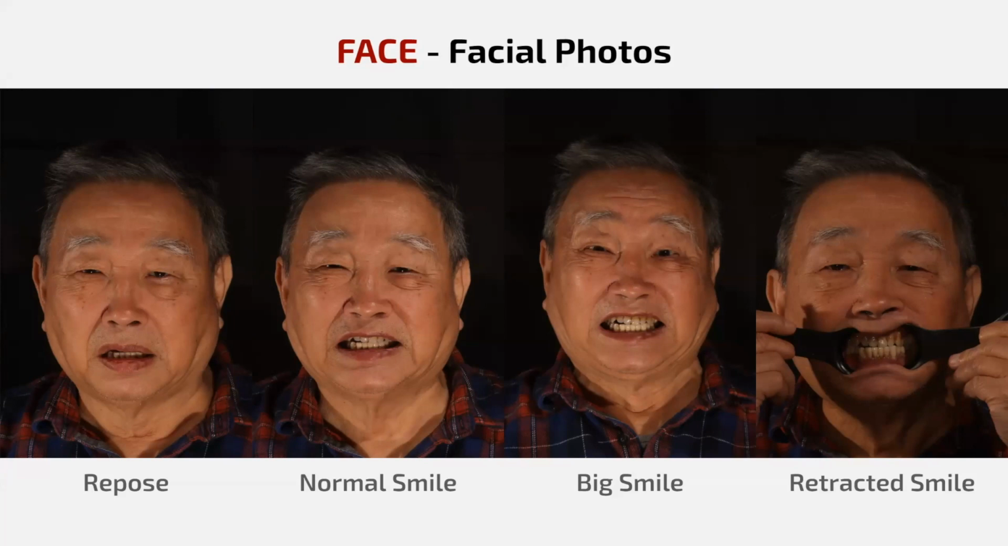The other one is just a normal smile, just getting them to show what they look like when they're happy. Next one is, of course, a big smile. And the last one, of course, is just a retracted smile.